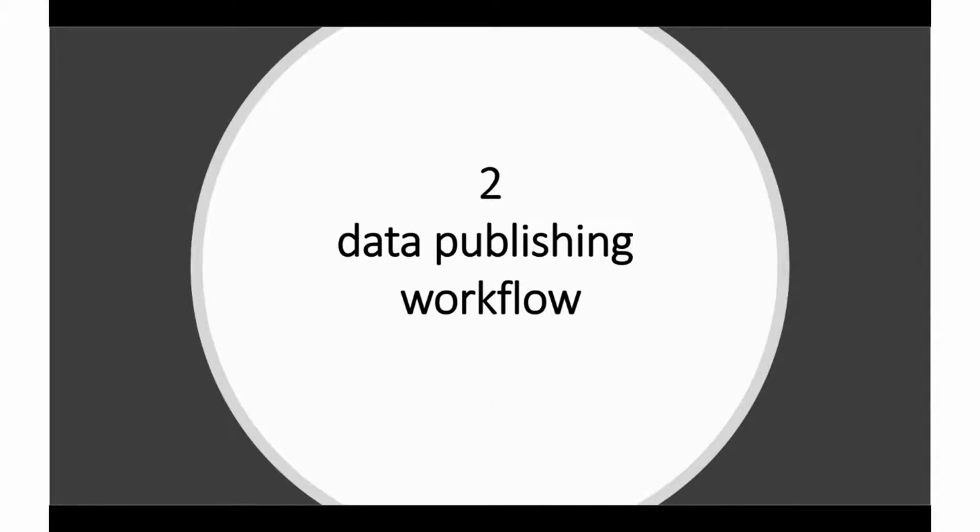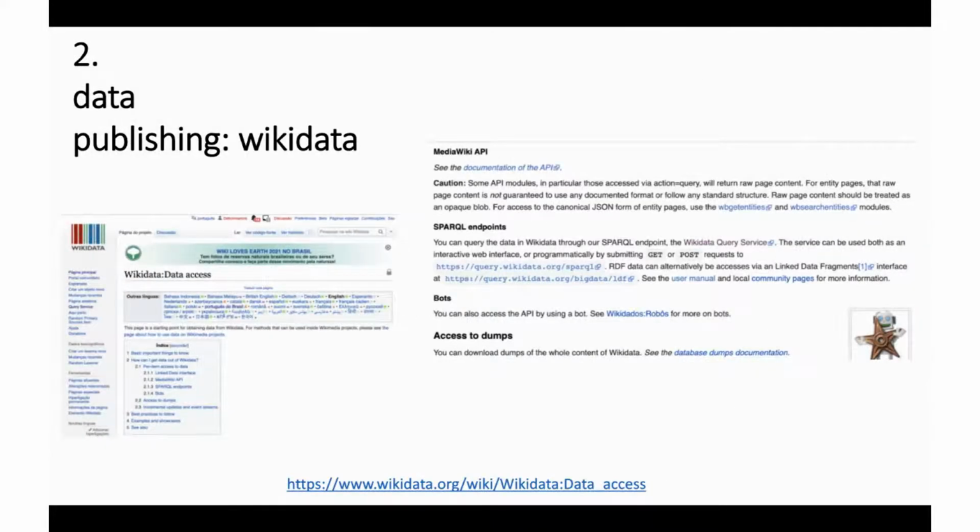The second problem is the data publishing workflow. We have very good documentation about how we can offer data, how we can publish data in Wikidata, and we have these kinds of ways. You can use the MediaWiki API. You can access data through SPARQL endpoints. You can use bots to collect data from Wikidata.